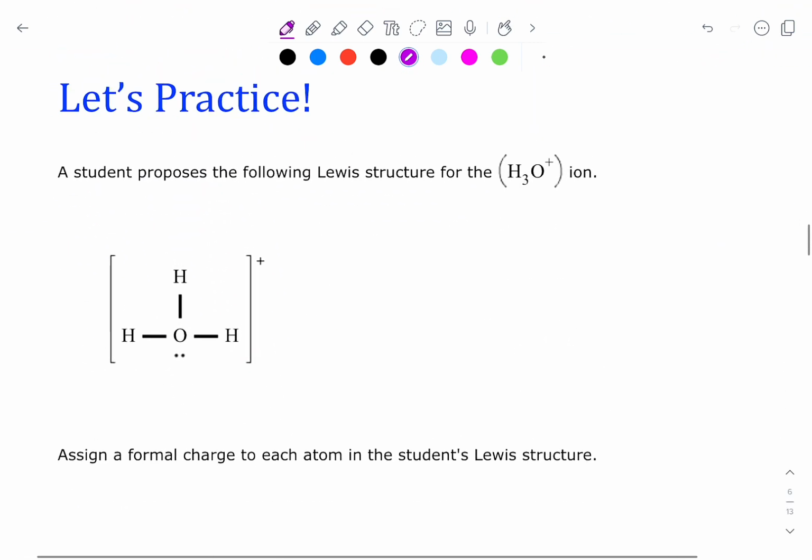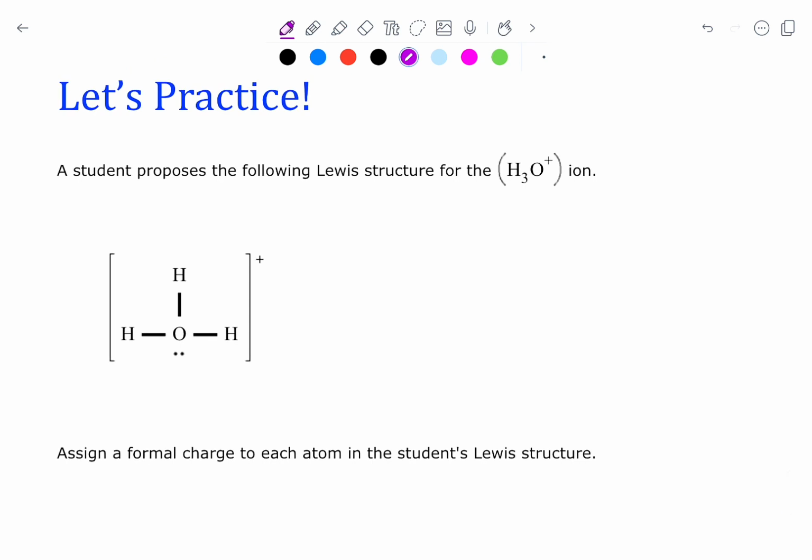Let's keep practicing. Let's try this one. So this is H3O+. This ion has a special name that we're going to learn about throughout this semester. This is called hydronium. The hydronium ion. Okay, H3O+. So try to find the formal charge for each of these atoms.